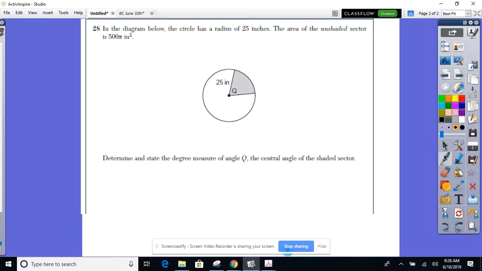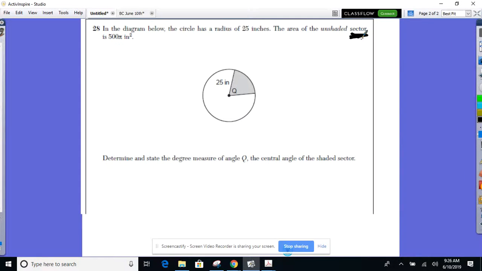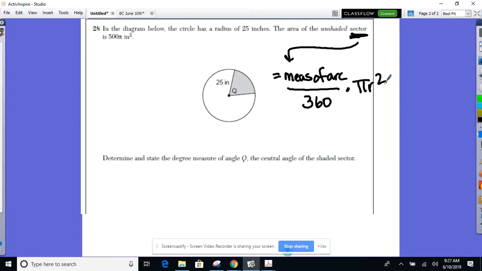Okay, right from the get-go, here's where I'm going to start with a formula that is not on the reference sheet, but it is on your cold hard fact sheet that you need to know a week from Friday, and that is the area formula of a sector. The area of a sector is the measure of the arc over 360 times pi r squared. That's one we have to come in knowing. If not, hopefully they don't ask it.